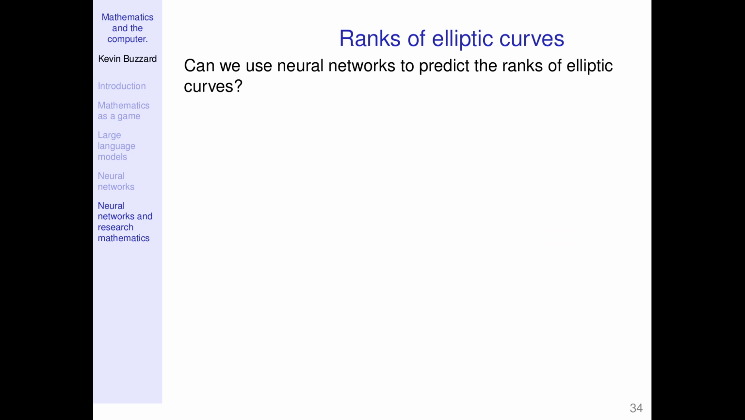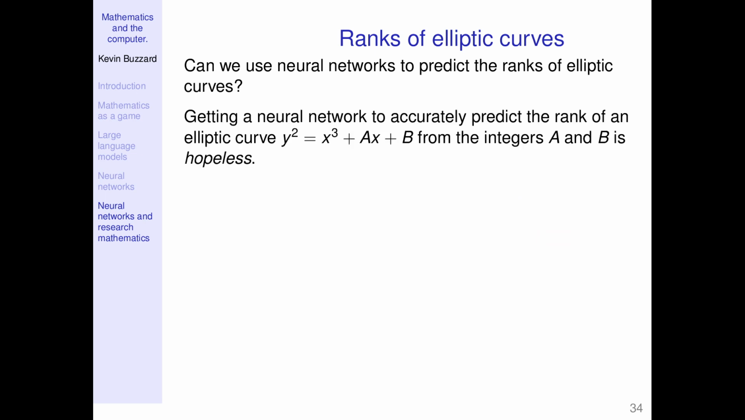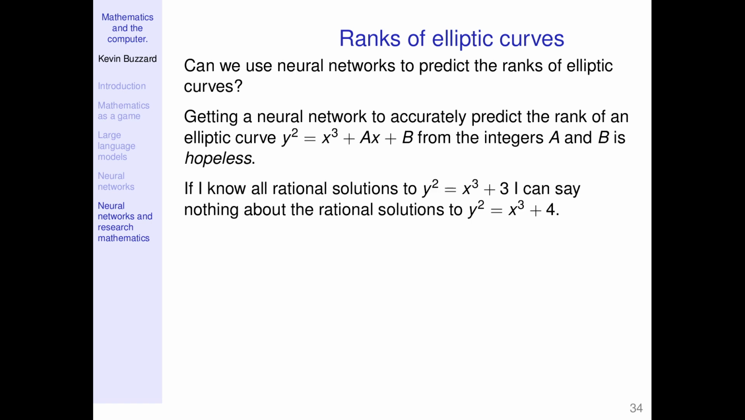So can we use neural networks to predict ranks? And it turns out that no, not naively, because the rank is not a stable function of the input, right? There's our cubic equation, y squared is x cubed plus ax plus b, and then we change a or b by 1, and we hope that the rank stays the same. Like the idea that the rank stays the same if you just change a or b by 1, but if you change them by 10 or 100, then it jumps, right? That's not how it works at all.